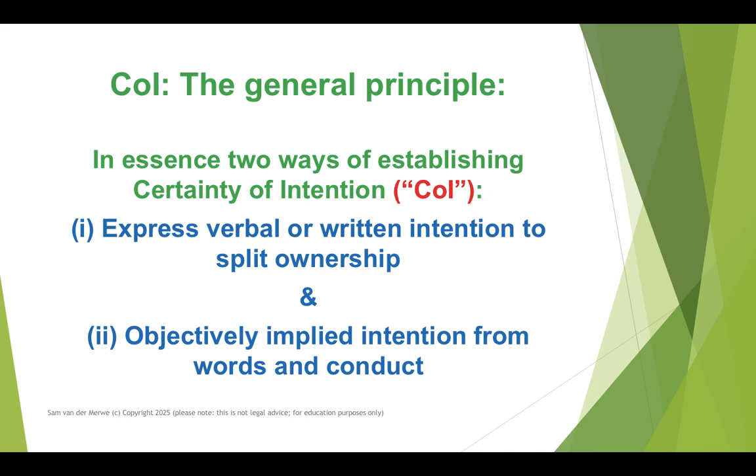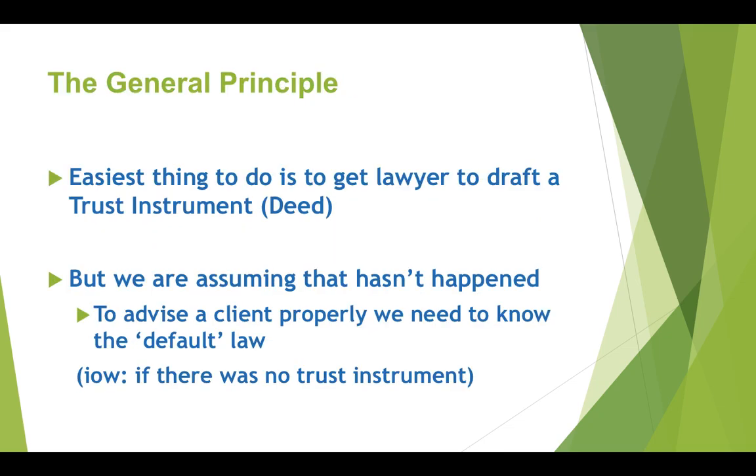The other way is that you haven't been express at all, but rather the courts have objectively implied an intention from your words and conduct, or words or conduct. So the easiest thing to do, as we've discussed in a previous podcast, is to just get your lawyer to draft a trust instrument, whether you want to create something over land or whether you want to create something over cash. That doesn't need to be done in writing, but everything then is set out clearly and everyone is aware of each other's obligations and rights.